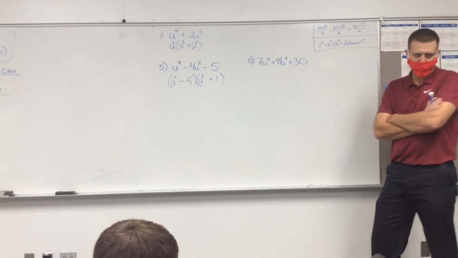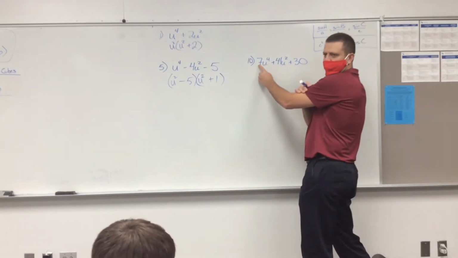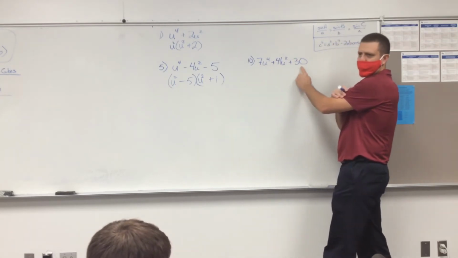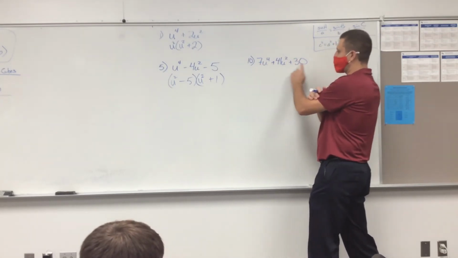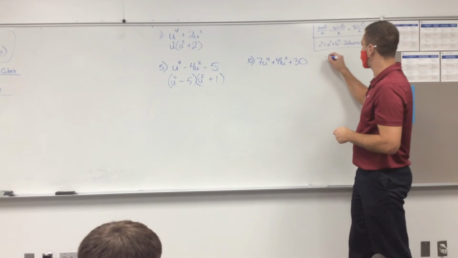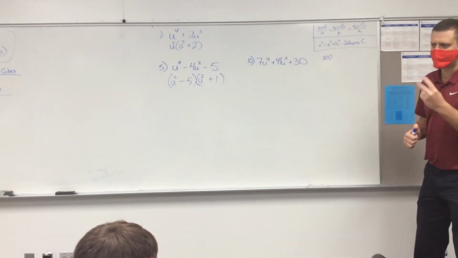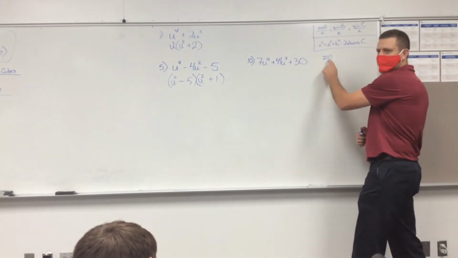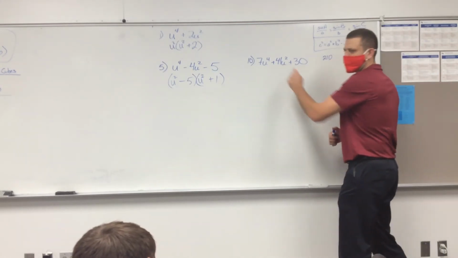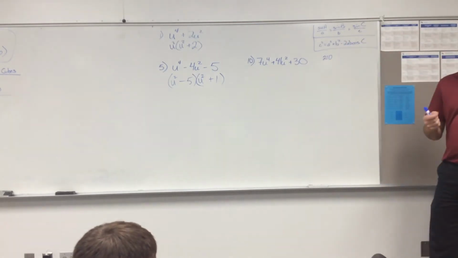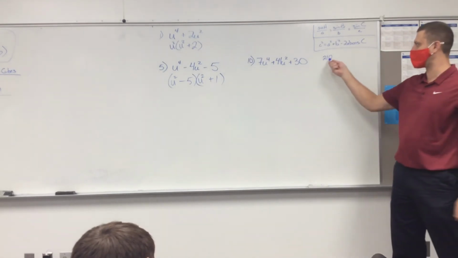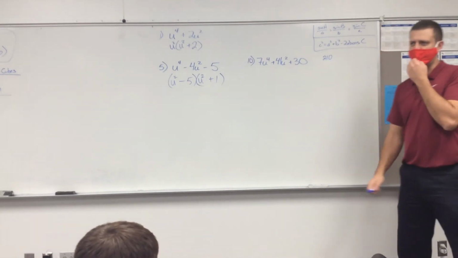Here's what you would do. You would take the leading coefficient and multiply it by the constant. So you would take 7 times 30, which is 210. Then you would try to find 2 numbers that multiply to 210 and add to 41.